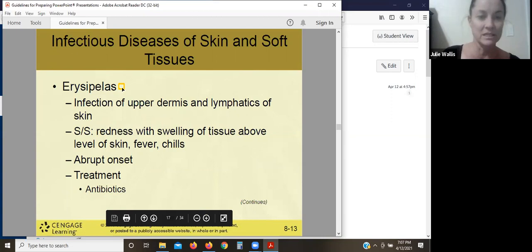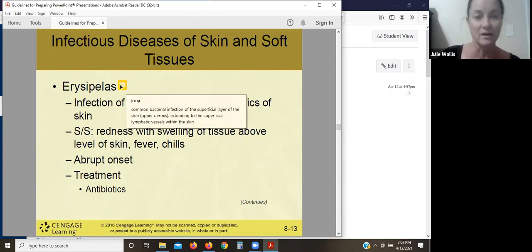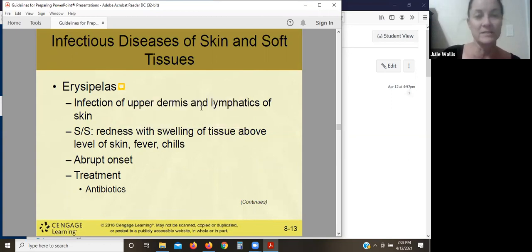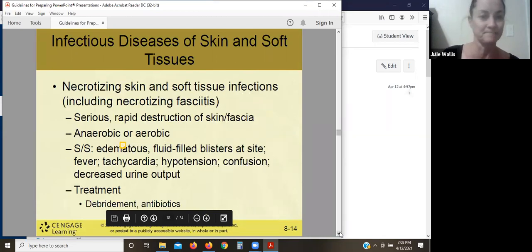Erysipelas, which is an infection of the superficial layer of the skin. And it can also extend to the lymph nodes. Redness, swelling of the tissue above level of the skin, fever and chills, just normally has more abrupt onset and can also be treated with antibiotics, obviously, if it's a bacterial infection.